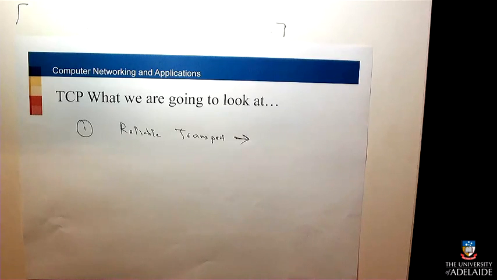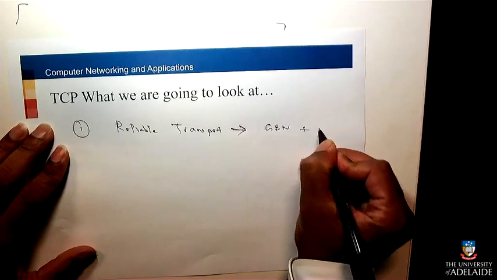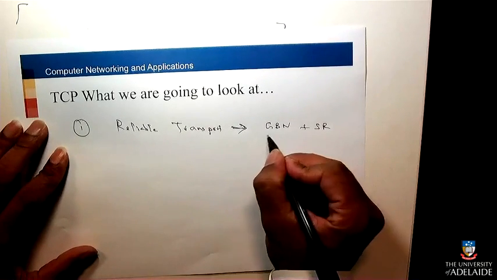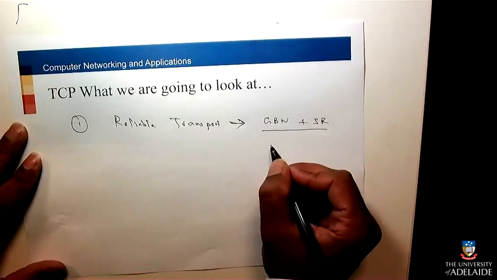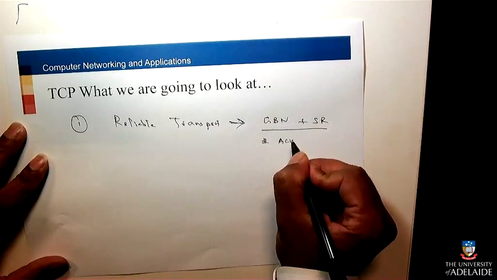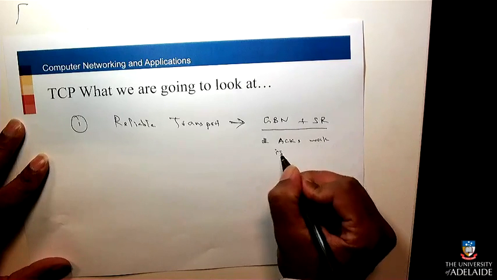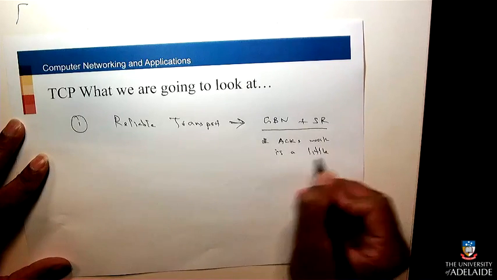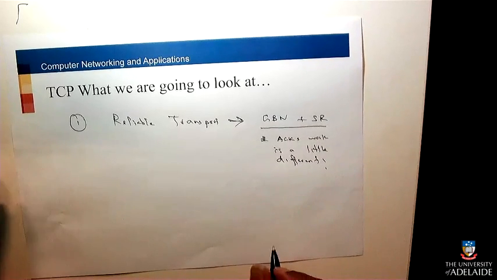And that's the reason we looked at those two protocols before we looked at TCP. Okay? So essentially it's a mix of GBN plus selective repeat, but the difference is that the way ACKs work is a little different, right? So we'll look at why that is.